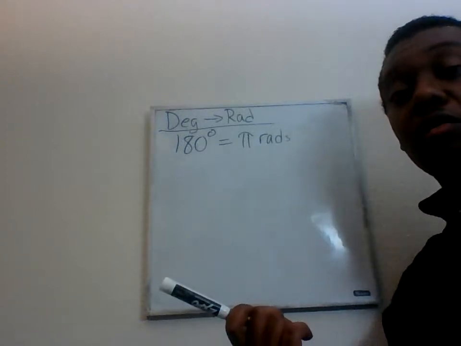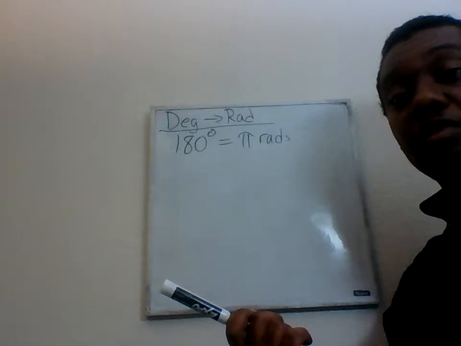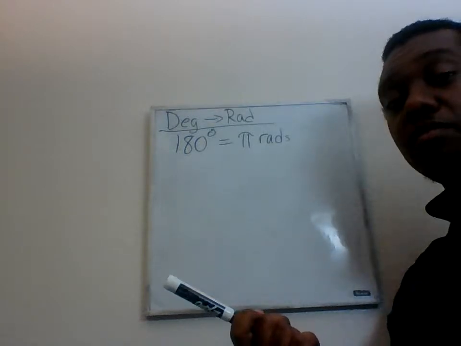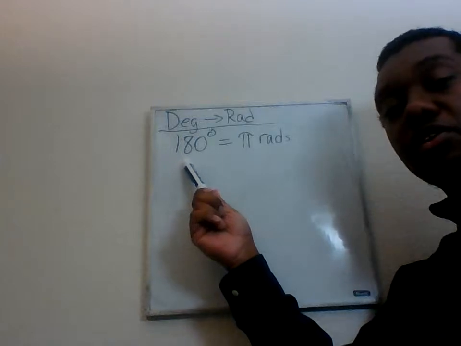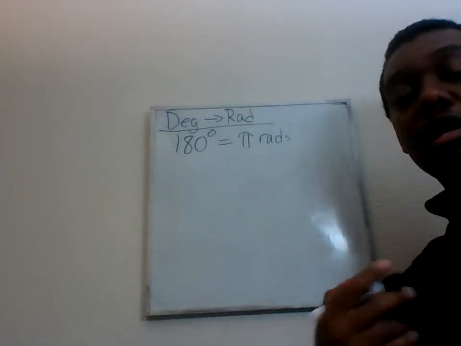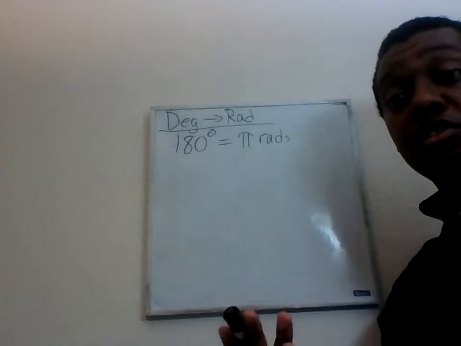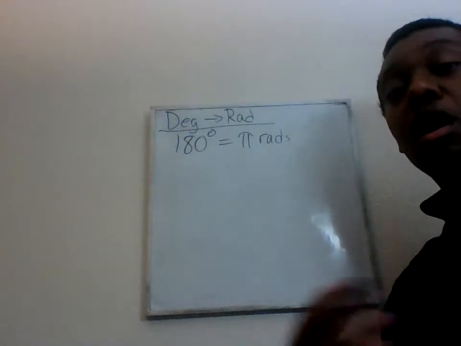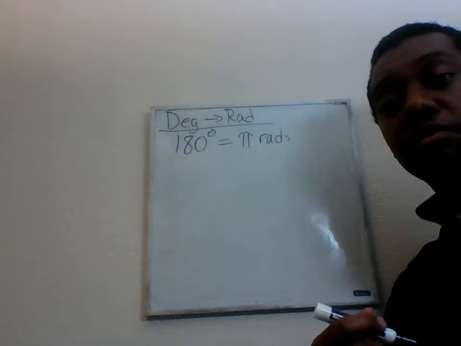Because of that, we have a ratio that we can simplify, because we can divide both of those numbers by 2, and we end up with 180 degrees equals pi radians. Okay, great. Now that we know that, how do we use this conversion factor to convert between the two? Well, it'll be quite simple.